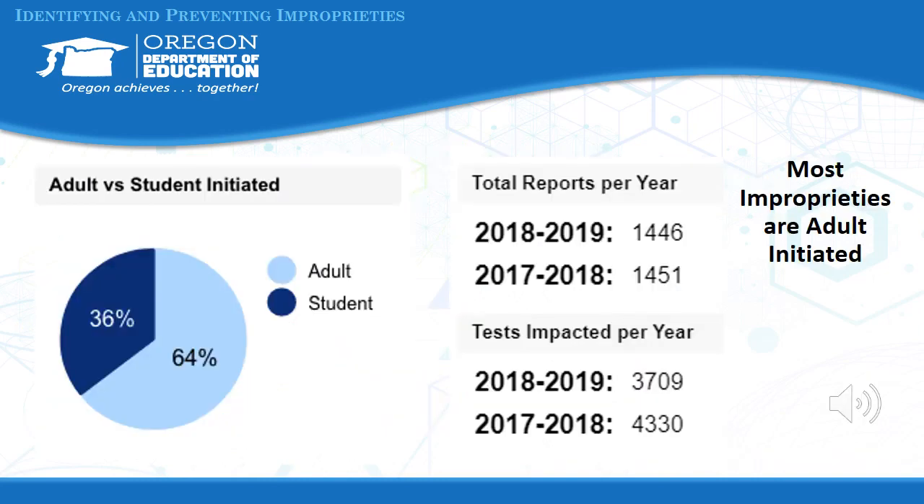As mentioned on prior slides, our impropriety data consistently shows that about 2/3 of improprieties are adult-initiated. This presents us with important training opportunities that we need to make sure are well understood by school test coordinators and test administrators. ODE receives about 1,500 testing impropriety reports per year, which often include multiple improprieties. The number of tests impacted by impropriety reports last year was 3,709, which is a substantial decrease from the prior year.